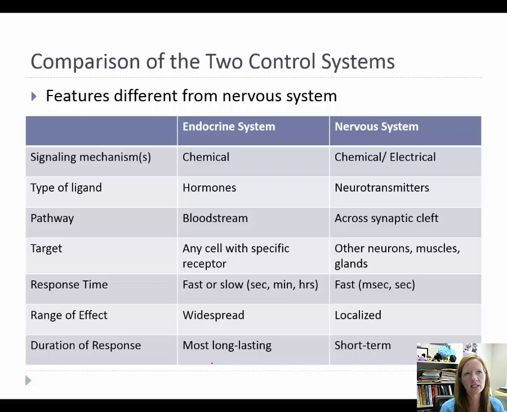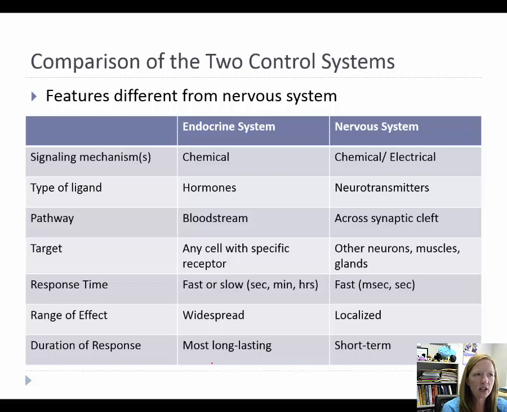As soon as the stimulus is gone for the nervous system, your response is gone. It's different in the endocrine system. Sometimes whenever the response is gone, the hormones still kind of can hang out and you can still have a response. So it's pretty different.